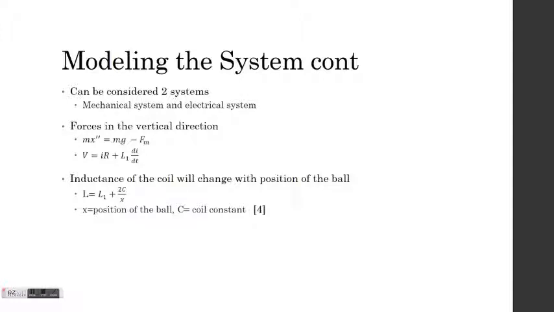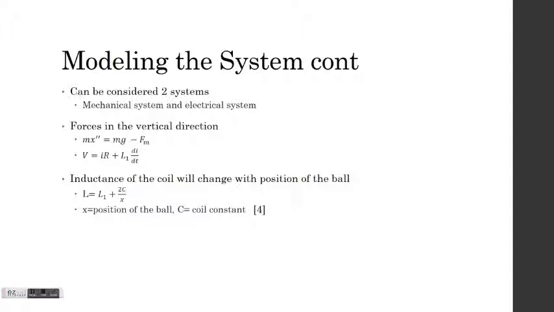After analyzing the free body diagram of the system, we can find the equilibrium points by balancing the forces in the vertical direction. The magnetic ball suspension system can be categorized into two systems, a mechanical system and an electrical system. The sum of the forces in the vertical direction leads to the equations listed below, with m being the mass, x the direction of the ball, g the gravity, f the force. V is the voltage, I is the current, R is resistance, and L is the inductance.